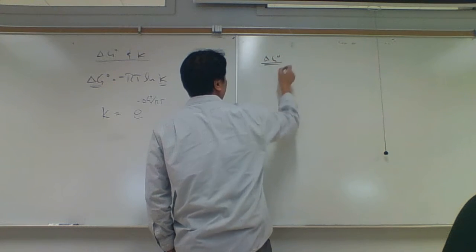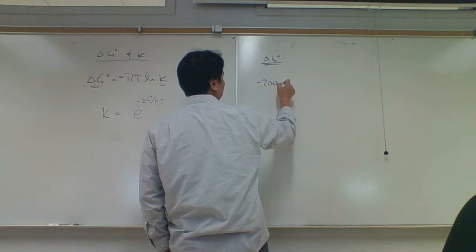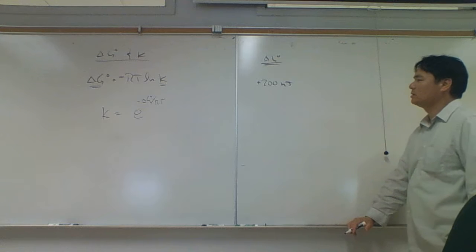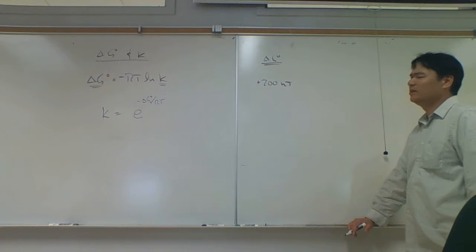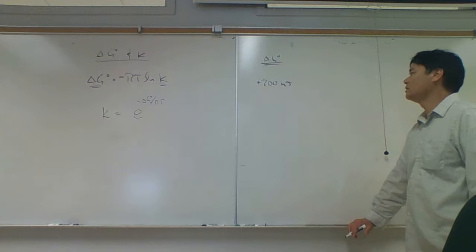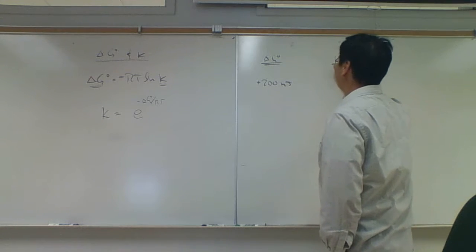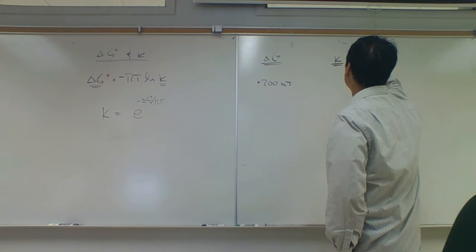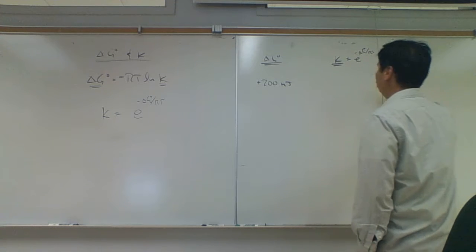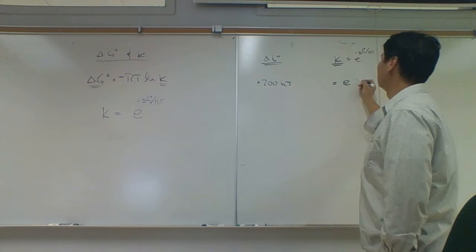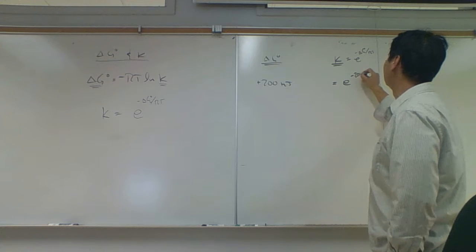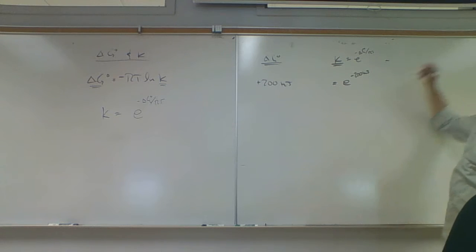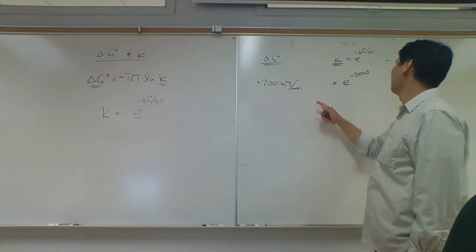So if we plug in delta G naught, let's go plus 200 kilojoules. A delta G naught of plus 200 kilojoules is pretty non-spontaneous, highly non-spontaneous. So let's calculate the K value for that. We just plug it in: e to the minus delta G naught over RT, so minus 200 kilojoules per mole. It should be kilojoules per mole, because it depends on how the reaction is written.